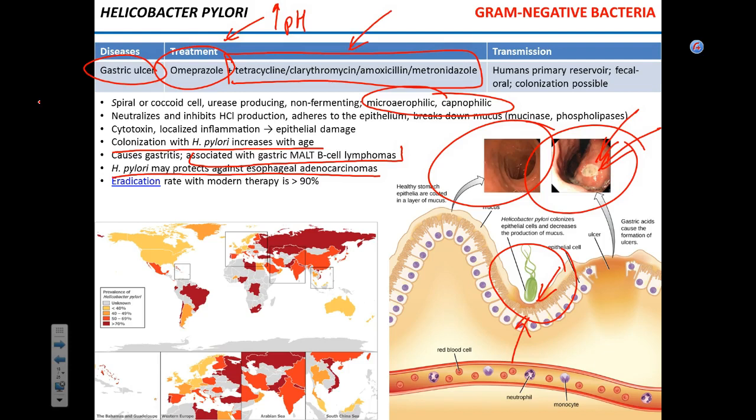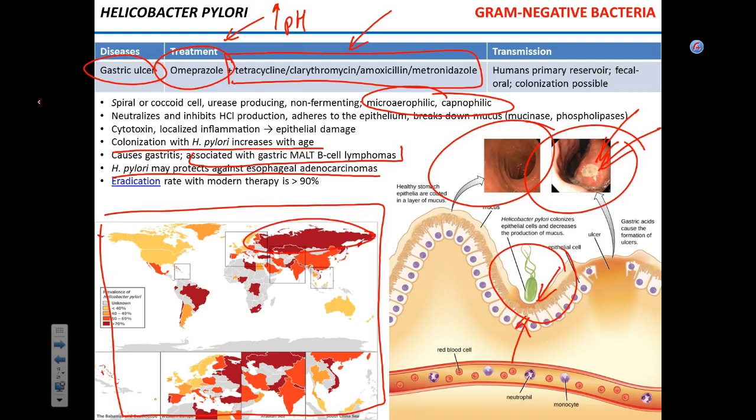Okay? Now, this map shows you the prevalence of H. pylori. I think it's pretty interesting. A lot of it is just no data. But you see that it's vastly prevalent.